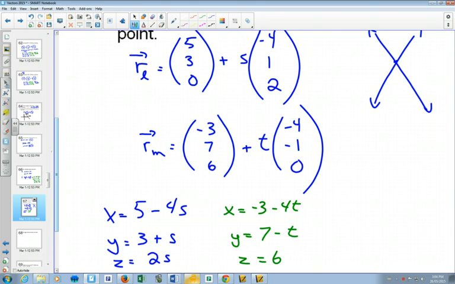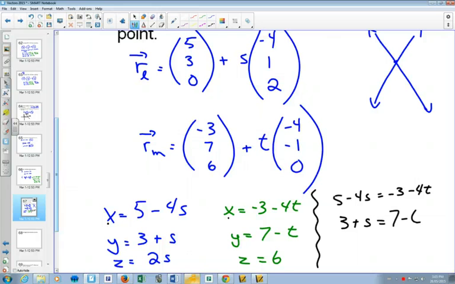What this allows us to do, does it make sense? If they have a common point, the x-coordinates would have to be the same. The y-coordinates would have to be the same. The z-coordinates would have to be the same. And what our parametric equations allow us to do is to make 3 equations: 5 minus 4s has to equal -3 minus 4t, because the x-coordinates would have to be the same. Our y-coordinates, 3 plus s, would have to equal 7 minus t. And our z-coordinates, 2s, would have to equal 6.